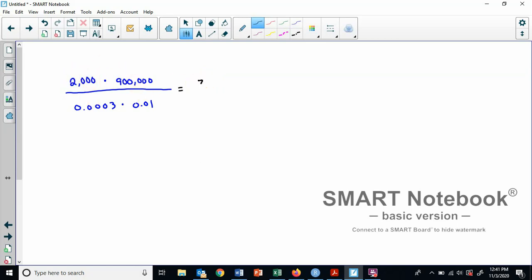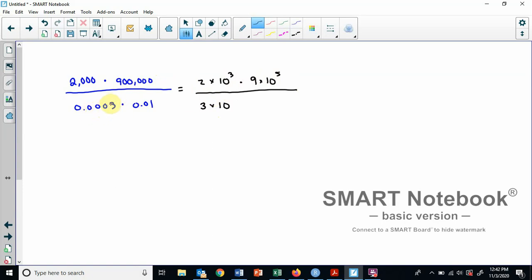So 2,000 would be 2 times 10 to the 3, because we moved the decimal place 3 times, 1, 2, 3, and it's a big number, so it gets a positive exponent, times 9 times 10 to the 1, 2, 3, 4, 5 to the 5. Okay, because we moved the decimal 5 places, and 900,000 is a large number, so it gets a positive exponent. On the bottom, we're going to do the same thing. So this will be 3 times 10 to the, let's see, 1, 2, 3, 4.